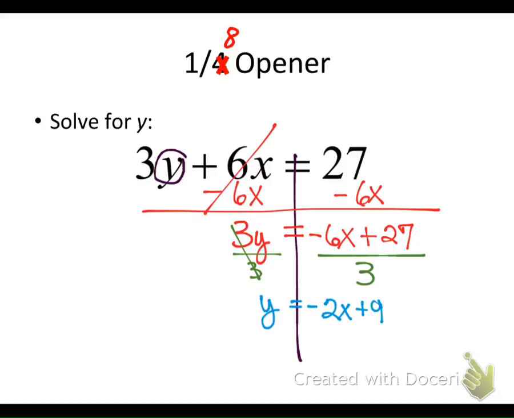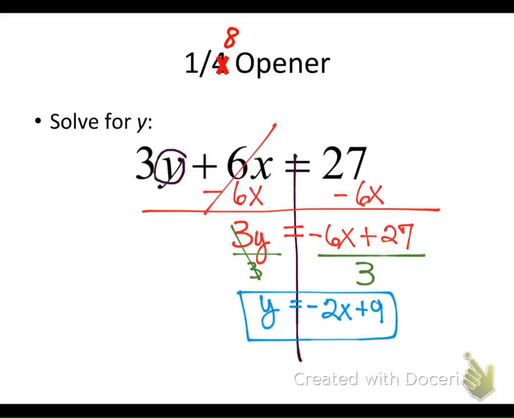So is my y now by itself? Did I solve for a y there? Yeah, so that's going to be my final answer. Now when we get into graphing, then I'll say graph it. That'll be a lot of fun.